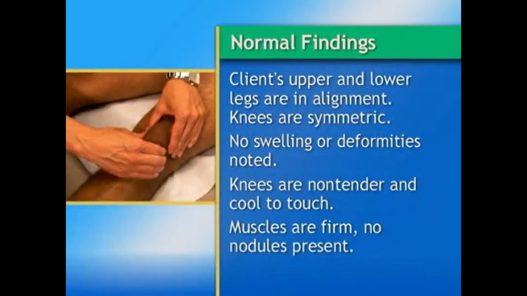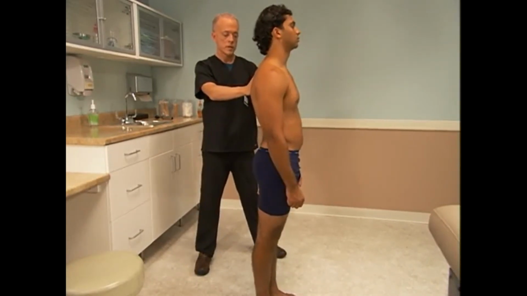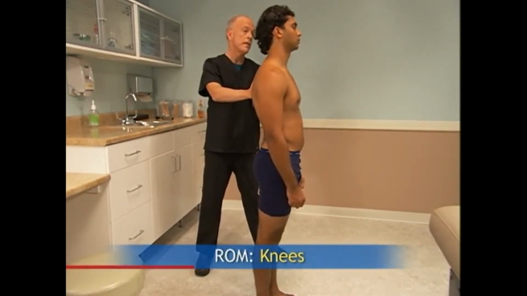The client's upper and lower legs are in alignment. Knees are symmetric. There is no swelling or deformities noted. Knees are non-tender and cool to touch. Muscles are firm, no nodules present. Next, with the client standing, test range of motion. I'm going to ask you to bend each knee. Feel free to lean on me if you need to.